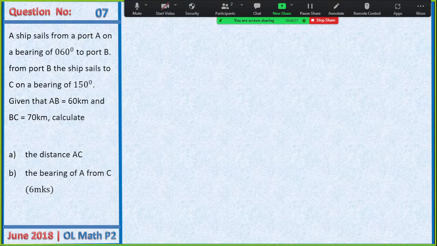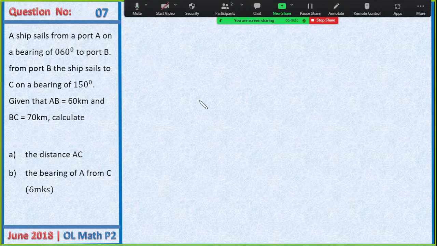If you do not answer that last one, I'm not sure that you can answer this one now. The first thing to do with this one is to draw the diagram. And bearings are always written with 3 digits. So start by looking at the ship, and bearings are measured from the north clockwise. So a ship sails from port A to B on a bearing of 060.